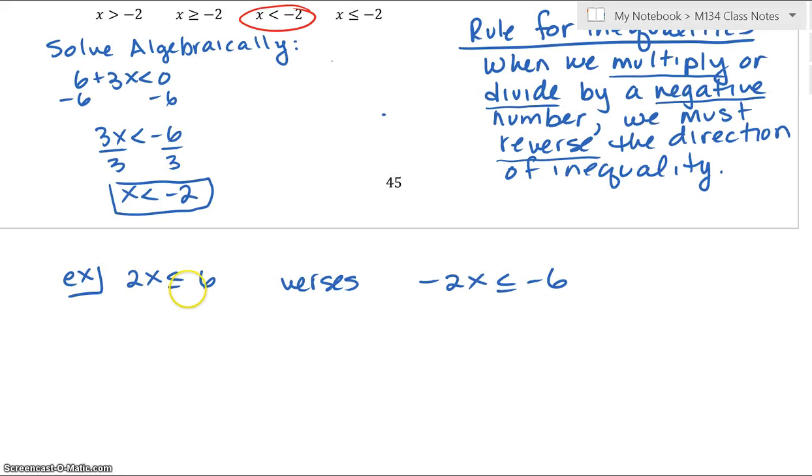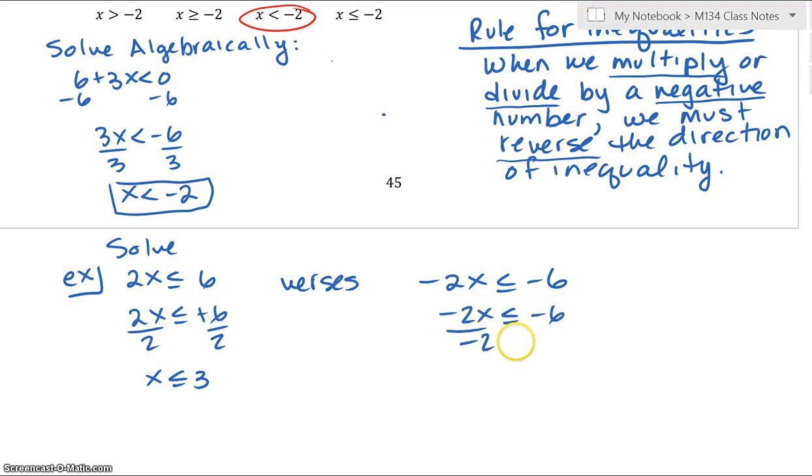Let's solve 2x is less than or equal to 6 versus -2x is less than or equal to -6. Both answers, you get a 3. So let's make that +6. Get a +3. Let's do this one. The answer is a +3, but this one is a negative. It's going to flip. It does make sense.